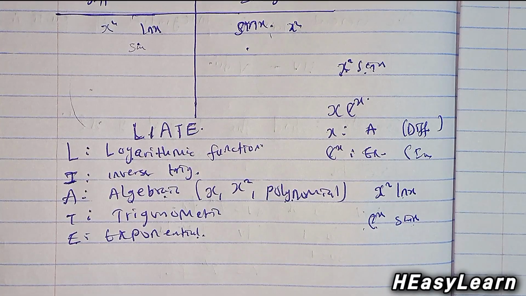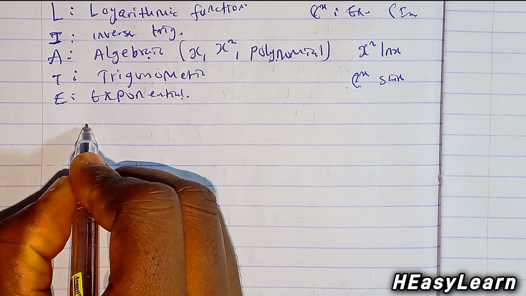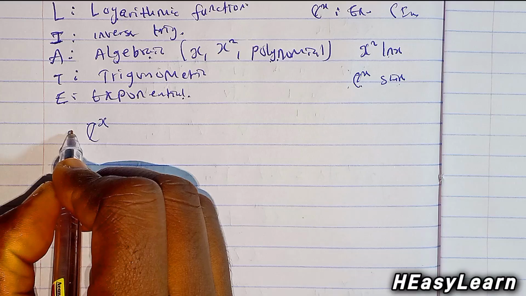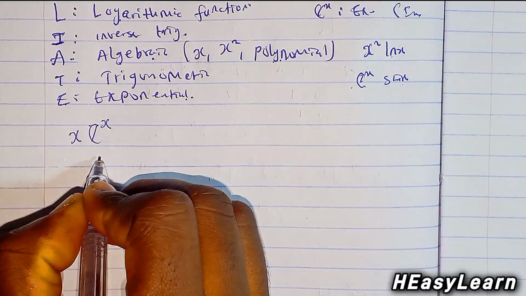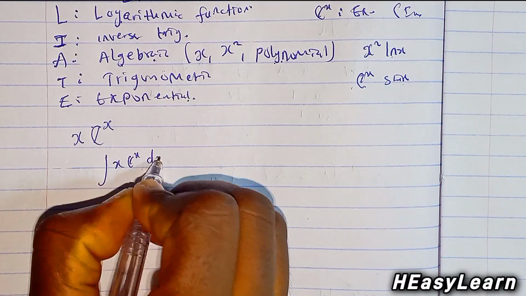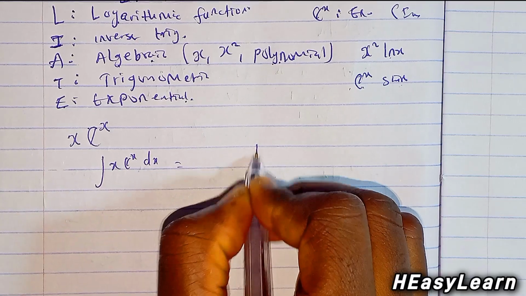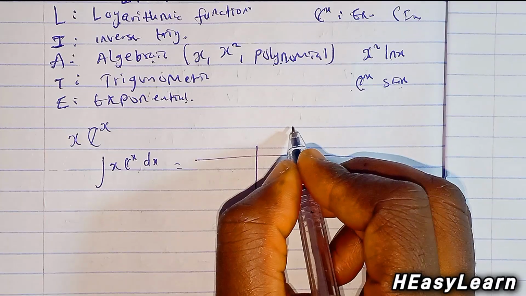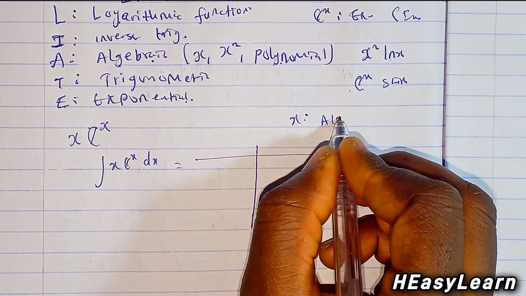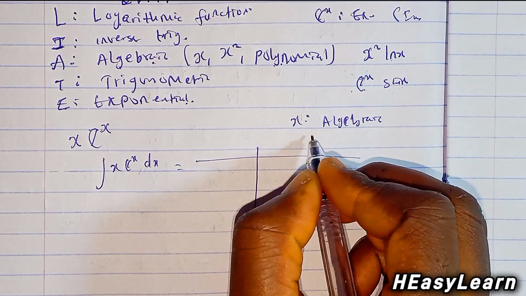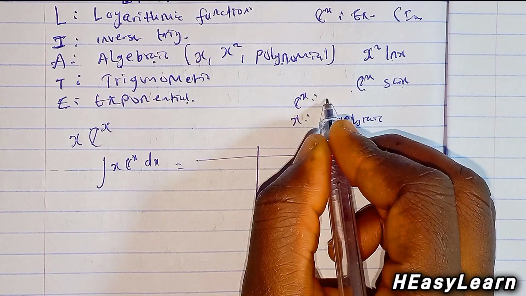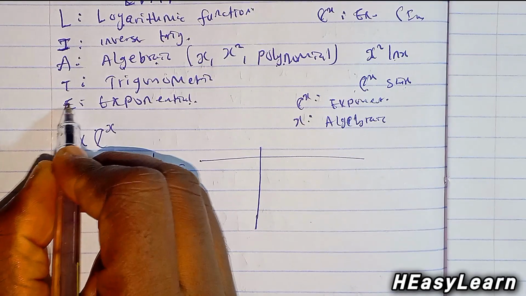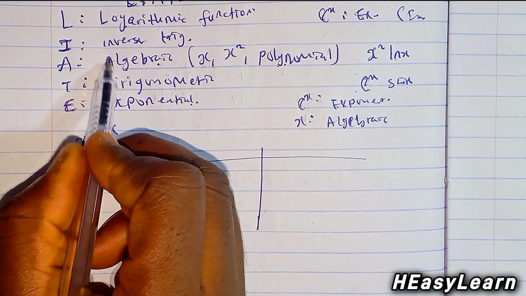So for example, what is the integral of x exponential x dx? We can use tabular integration to find the integral of this function. Of course, in this case, x is an algebraic function and exponential x is an elementary exponential function. So the first is algebraic.